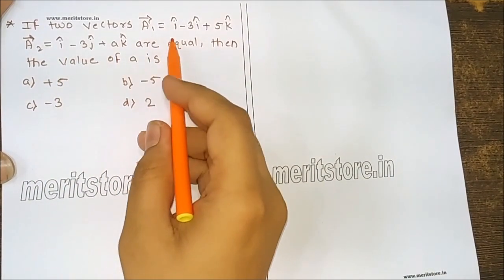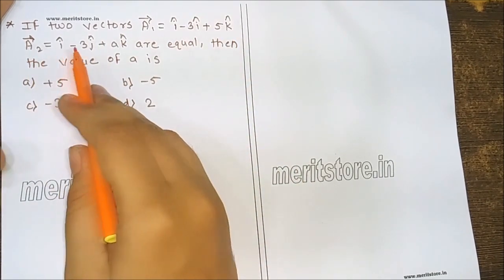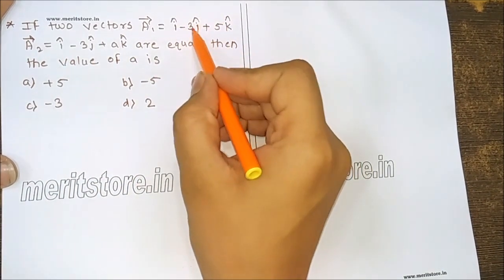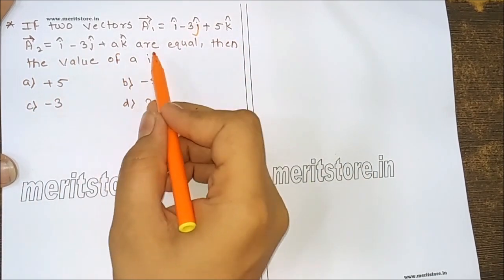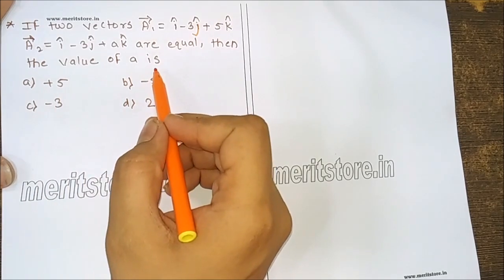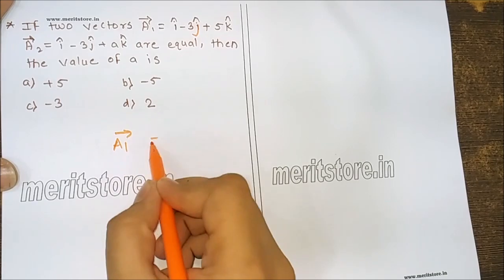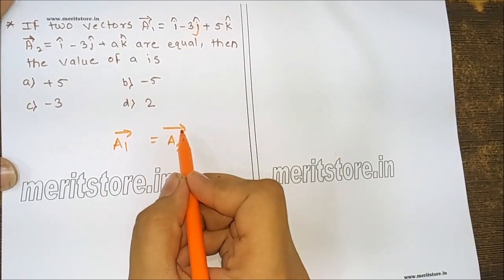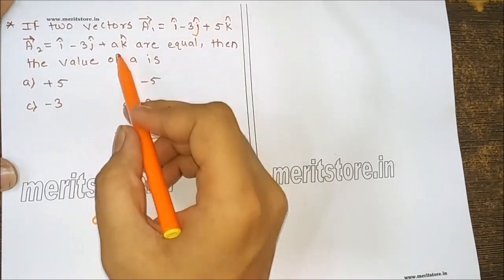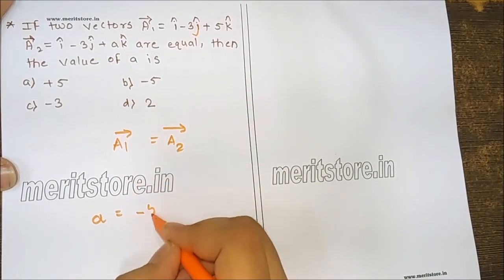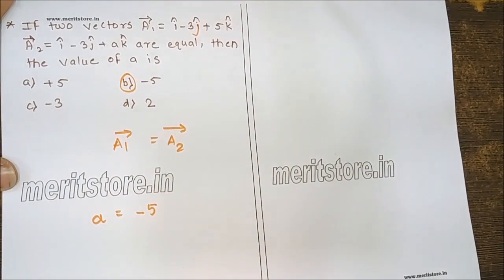Two vectors a1 is equal to i minus 3j plus 5k and a2 is equal to i minus 3j plus ak are equal. Then the value of a is, now we know since the two vectors are equal, that is a1 is equal to a2, therefore the coefficients of i, j, k must also be equal. Therefore the value of a will be equal to minus 5. So option B, minus 5, is the correct answer.